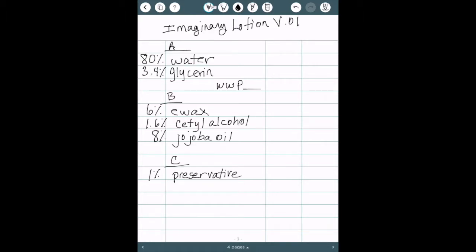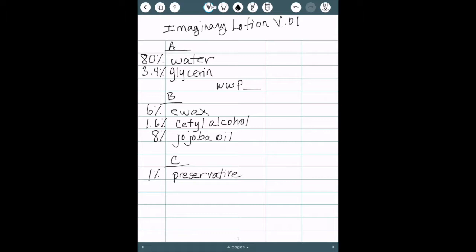I'm going to teach you how to convert that formula written in percents into a recipe for a specific amount of product to make just the right amount. So you know how to write a proper cosmetic formula. You know that a formulation is written in percentages. So now we have to translate that formula into a recipe. For this example, I'm going to use our favorite imaginary lotion formula from the last video.